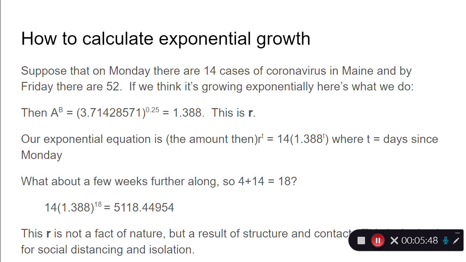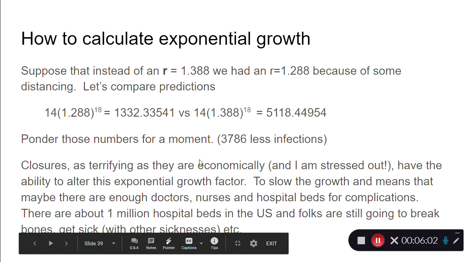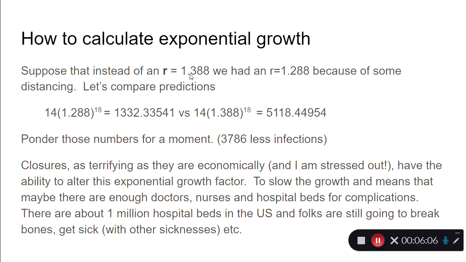Exponential growth happens quickly. And if we're not doing all the social distancing and isolation and whatever, these 5,000 cases can infect more. Let's take a look at this. So suppose instead of 1.38, we have 1.28. So instead of a 38% increase, we have a 28% increase. And let's compare those two predictions.